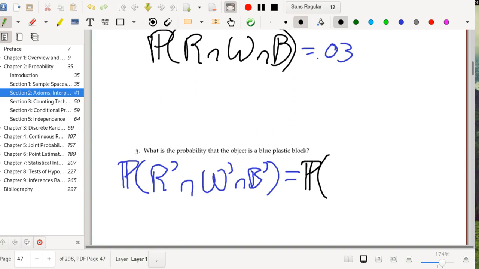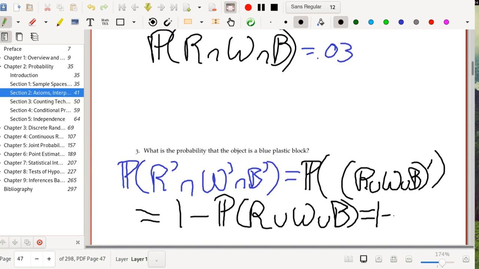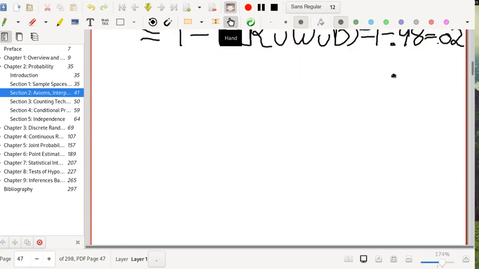But basically, this is R union W union B complement, which then means it's 1 minus the probability of R union W union B, and that is a probability you've already figured out. That's 1 minus 0.98, which is equal to 0.02. Okay? Okay, so that's it for the examples. Those were a lot of examples.